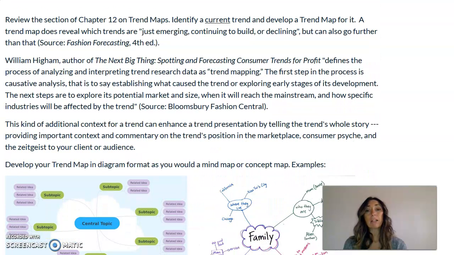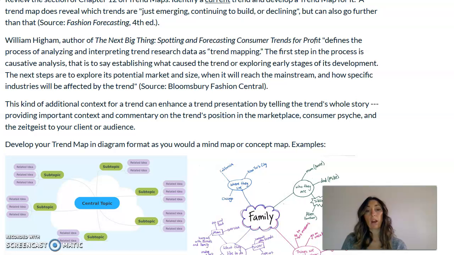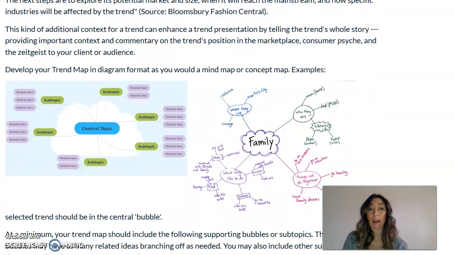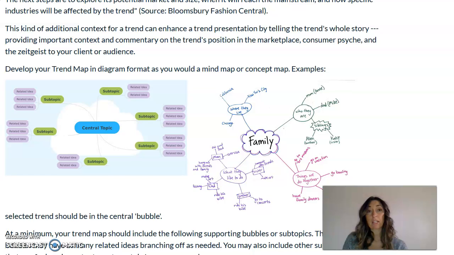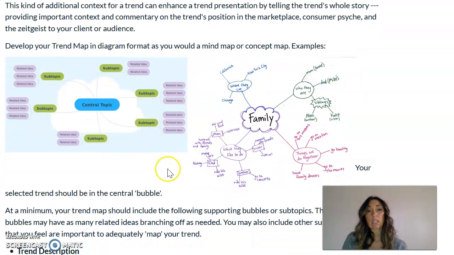I'm asking you to think about the different elements of a trend that go beyond just the visual style and aesthetic elements of a trend with making this trend map. When I use the word map, I'm asking you to develop something in a diagram format, in a similar way as you would develop a mind map or a concept map. Maybe you've developed these types of items for other courses. So there are some visuals here for you to take a look at.